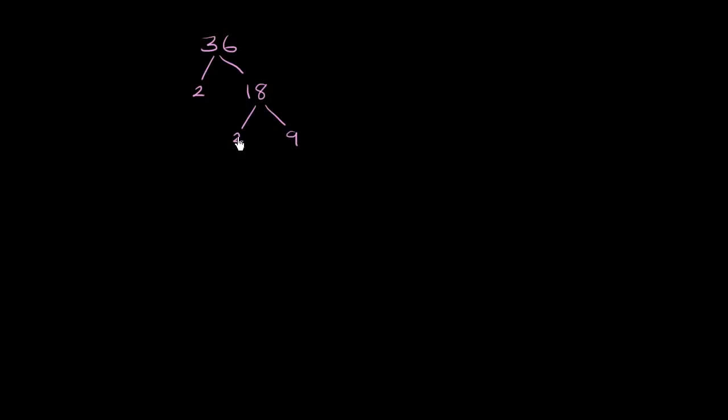Obviously, the 2's are both prime. 9 is not divisible by 2, but it is divisible by 3. 9 is 3 times 3. So we can say that 36 is equal to 2 times 2 times 3 times 3. This is its prime factorization. All of these numbers are prime.